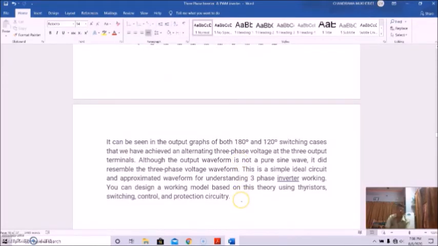Okay, so it can be seen in the output graphs of both 180 degree and 120 degree switching cases that we have achieved an alternating three-phase voltage at the three output terminals. Although the output waveform is not a pure sine wave, it resembles the three-phase voltage waveform. So this is a simple ideal circuit and approximated waveform for understanding the three-phase inverter working.